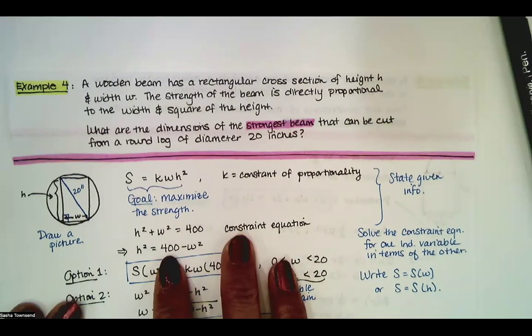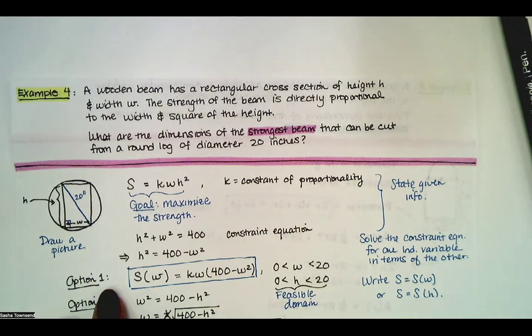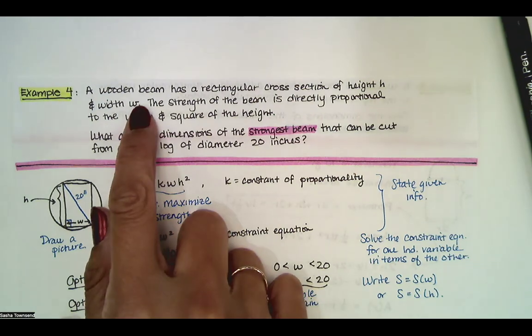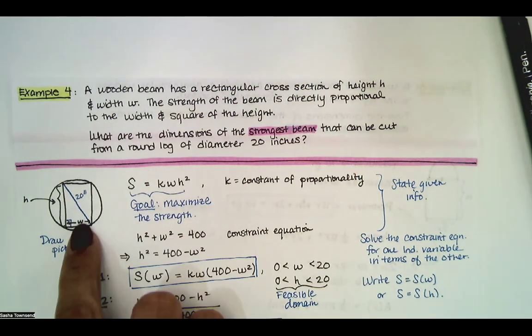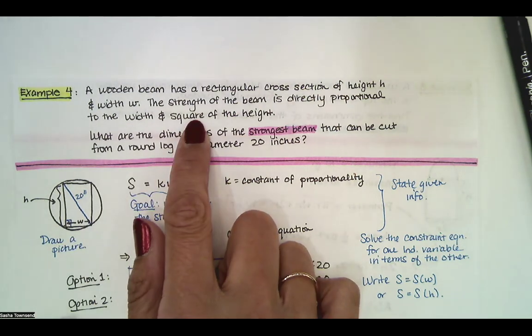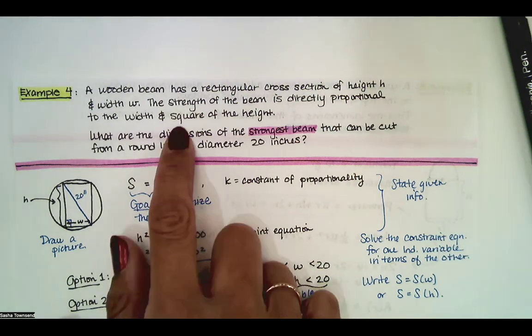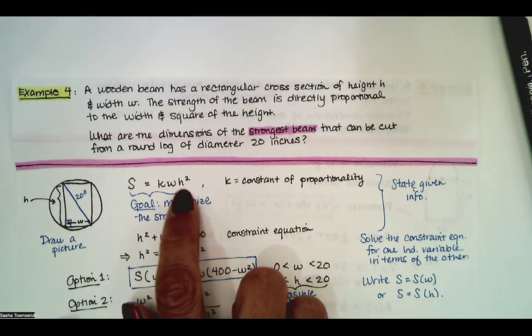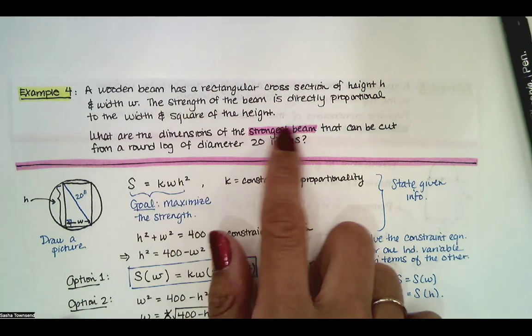So at the end of the last video, we worked example 4 using method number 1, which we said was the easiest method. We were told that a wooden beam has a rectangular cross-section of height h and width w, so it looks like this. The strength of the beam is directly proportional to the width and the square of the height, so it's a constant times the width times the height squared. And the question says, what are the dimensions of the strongest beam?